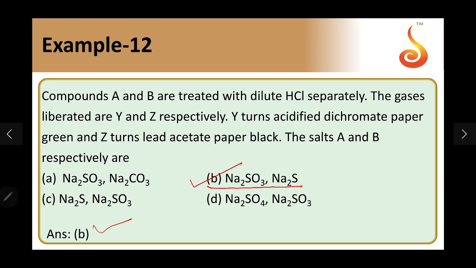Na2SO3 on treatment with dilute HCl gives SO2, and Na2S on treatment with HCl will give H2S. SO2 will turn acidified dichromate paper green and H2S will turn lead acetate paper black. This is the answer, that is B.